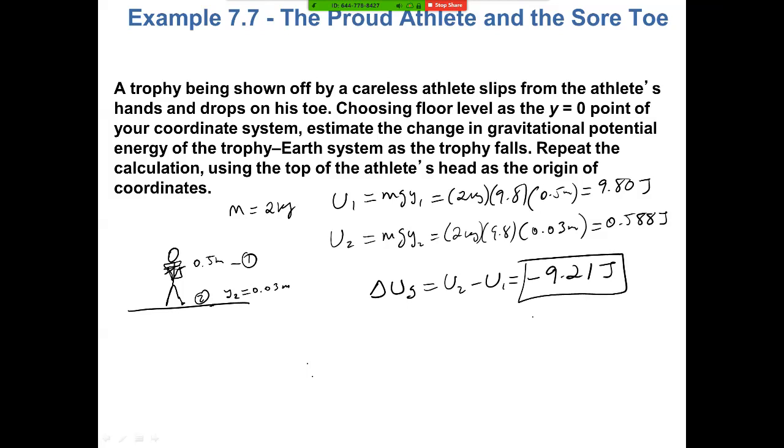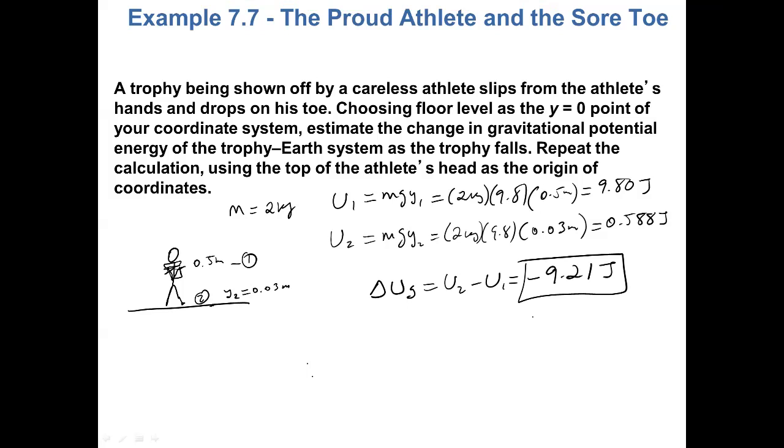All right, so I'm going to get negative 9.1 joules. So now, for example, that's my change in potential energy, which is negative 9.1 joules, because as it's going down, the potential energy decreases. I'm going to do this then.